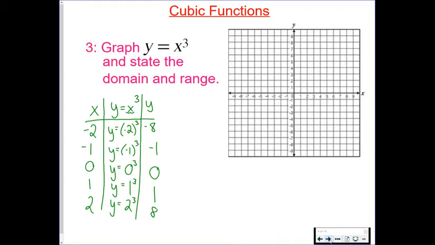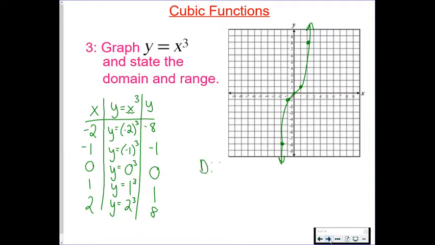Now let's go graph it. -2 to -8, -1 to -1, 0, 0, 1, 1, and 2 all the way up to 8. Then I connect my dots together. This one makes kind of a different shape. This makes more of like a snake is what I like to think about it as. But that's a cubic function.